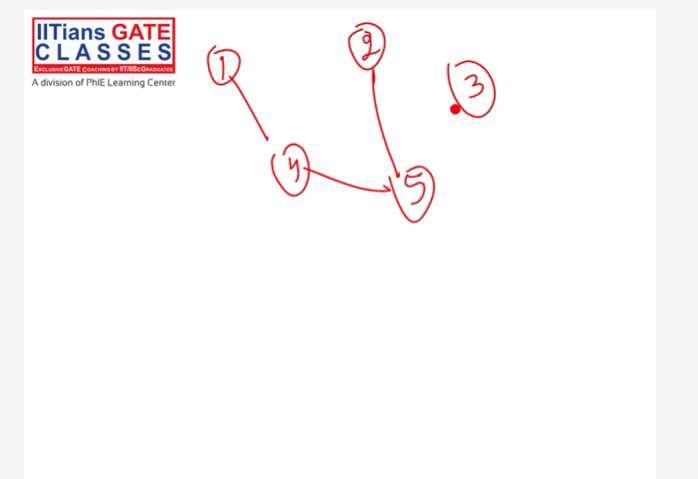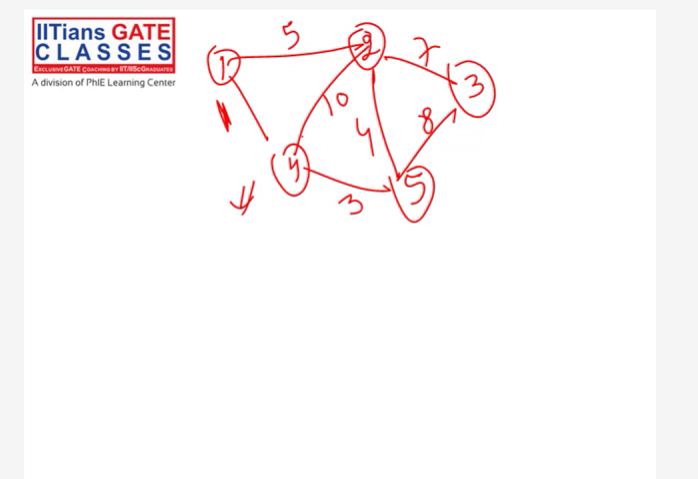This, this, and this. Okay. Weights I'm assigning 5, 10, 3, 7, 8, and 4. All right, so what I want to do here is find the minimum spanning tree from this question. Okay, from this question. So how you'll do it is a simple thing.